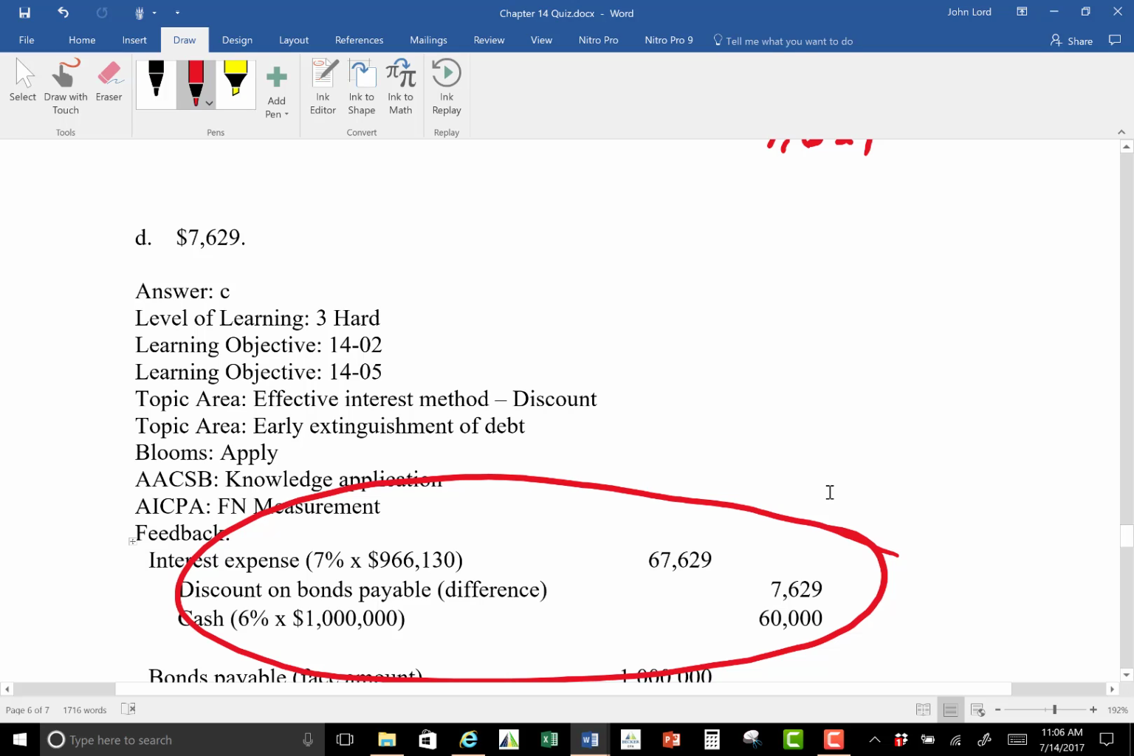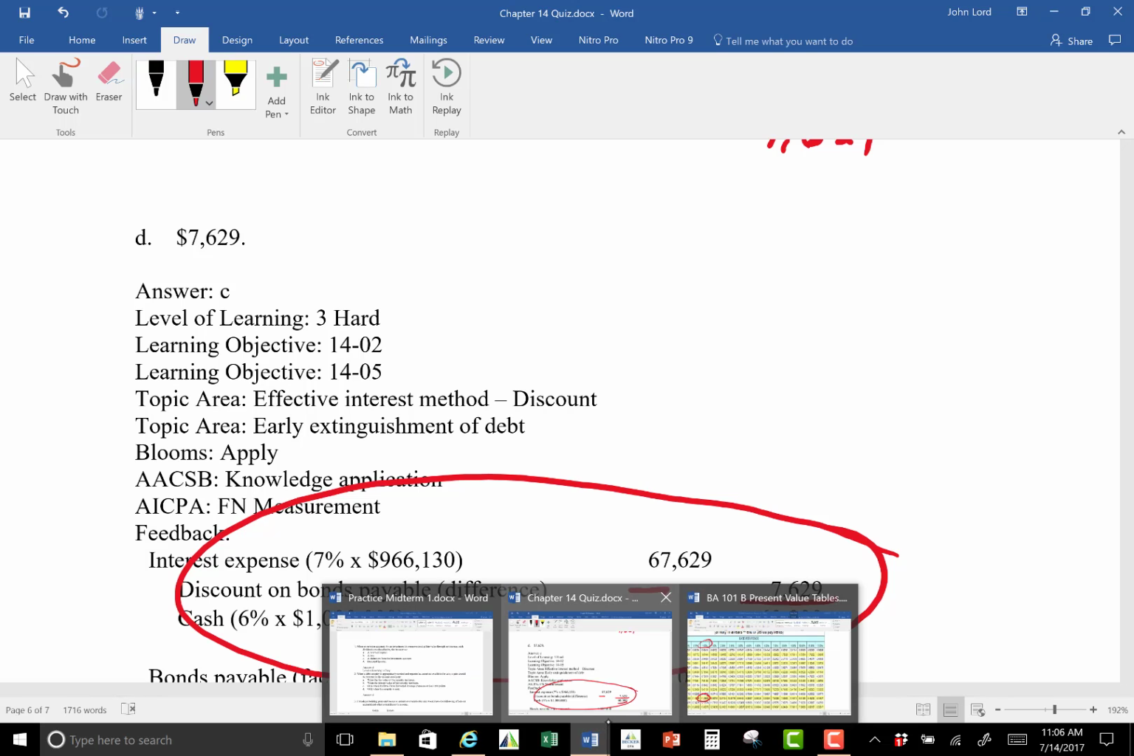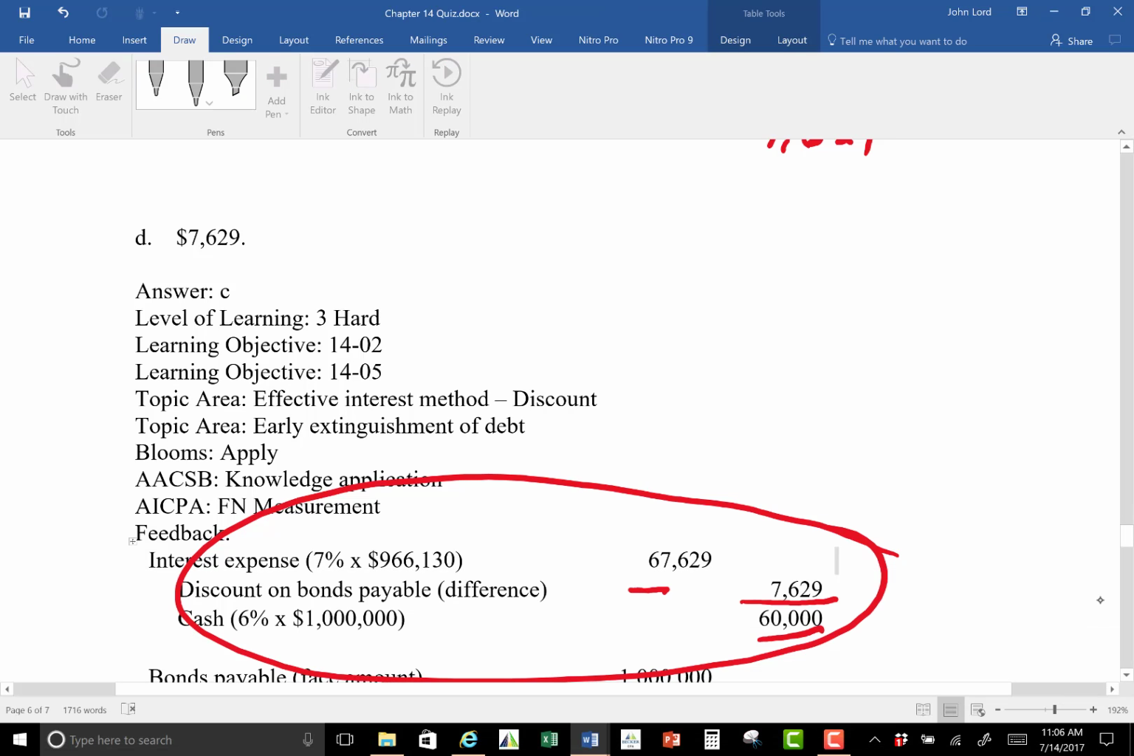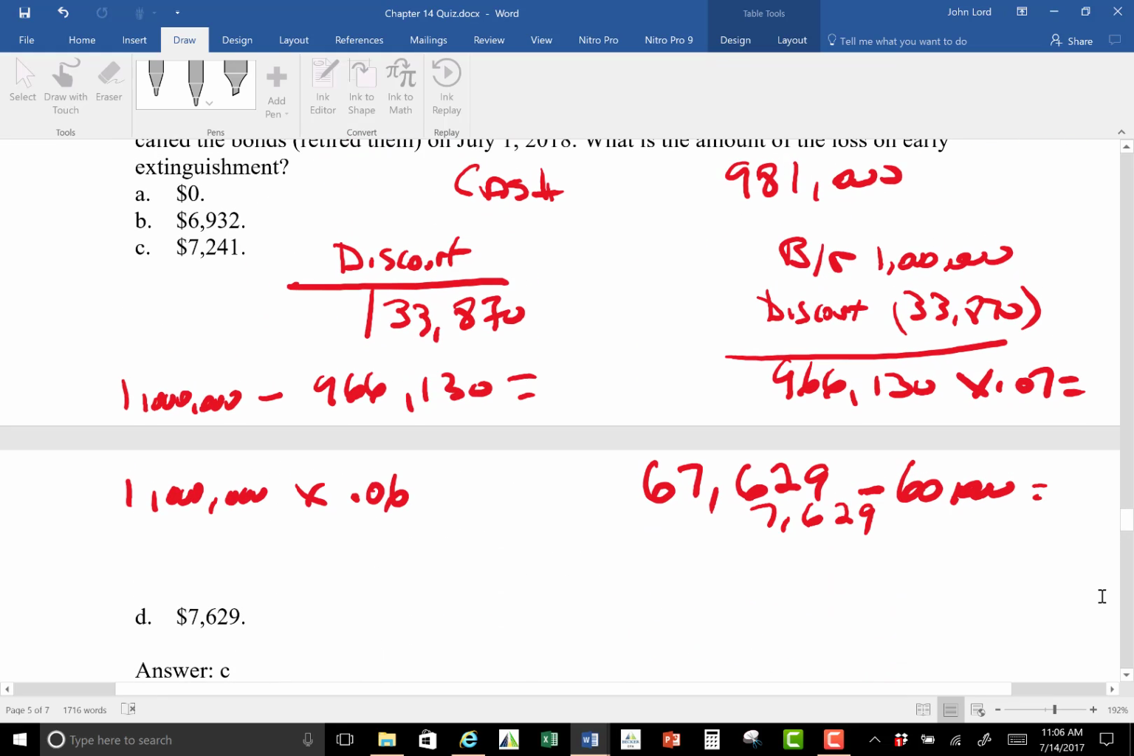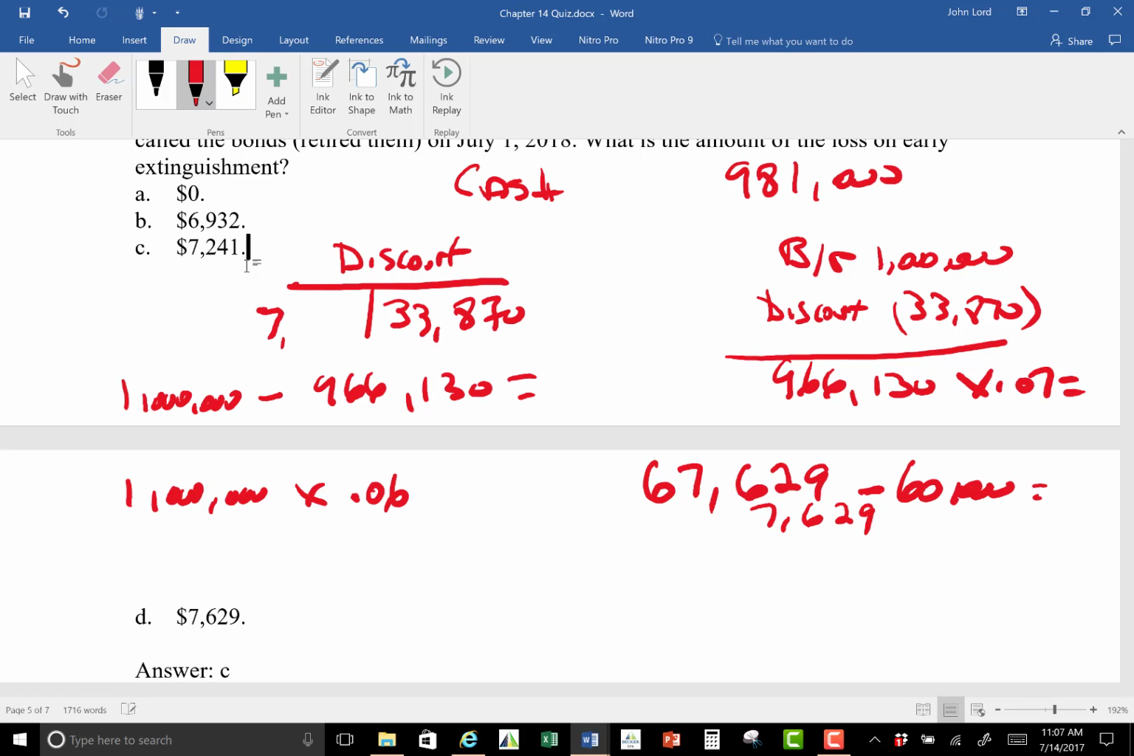We take that discount amortization, we credit it, don't we? Debit the interest expense, credit the cash, obviously, for the cash, and we need a credit to make this journal entry balance. That credit goes to the discount, right? So we go ahead and we take that credit to the discount of 7,629, right?